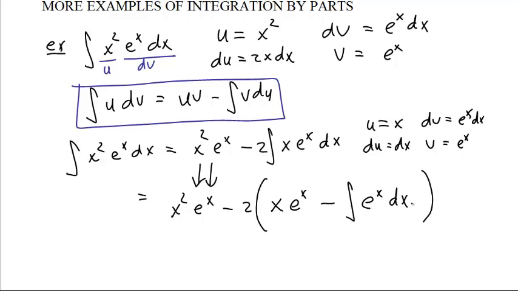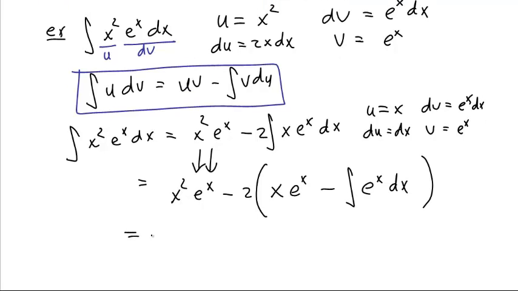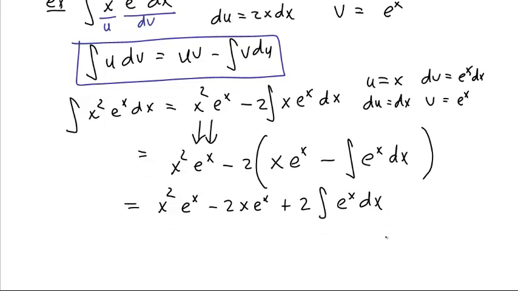And if you notice, this is why setting u equal to a polynomial is nice. You set u equal to x squared, you go through the process, you end up with an x. You go through the process, you end up with nothing, a constant. It whittles away polynomials. So what do we have? We have x squared e to the x minus, multiply this out, 2x e to the x plus 2 integral of e to the x dx. And I know what that is. That's just x squared e to the x minus 2x e to the x plus 2 e to the x plus c.